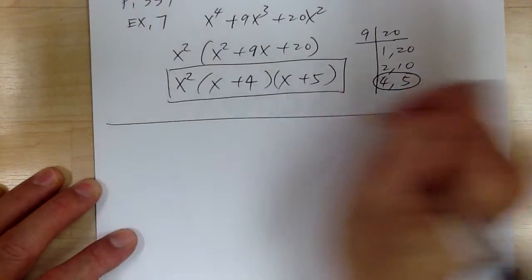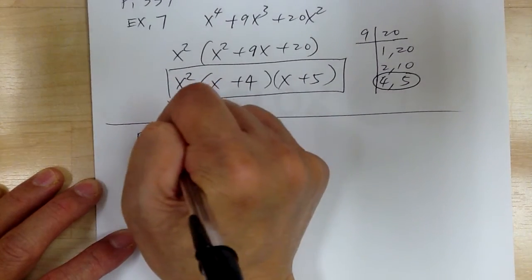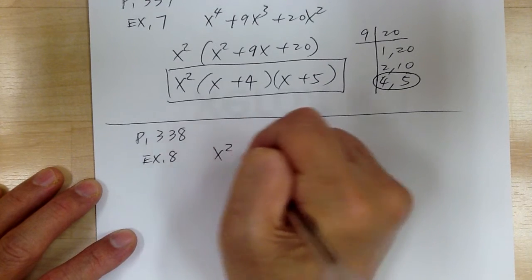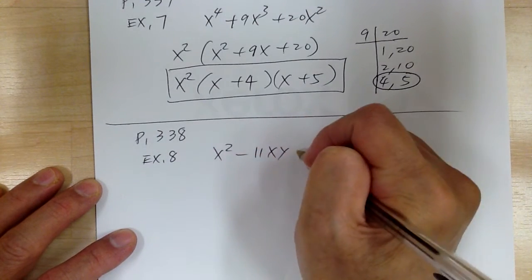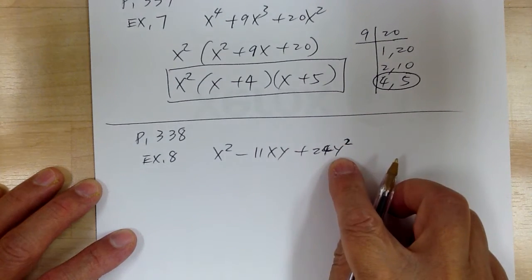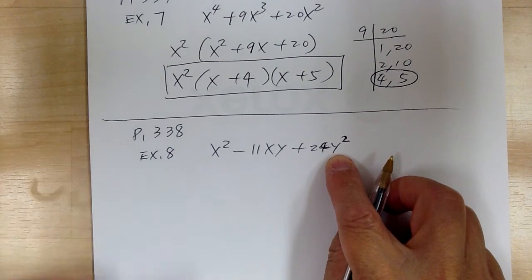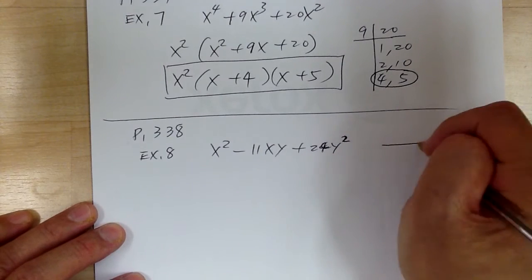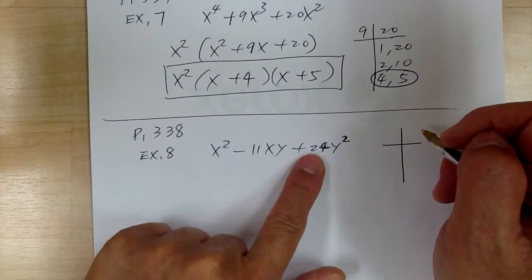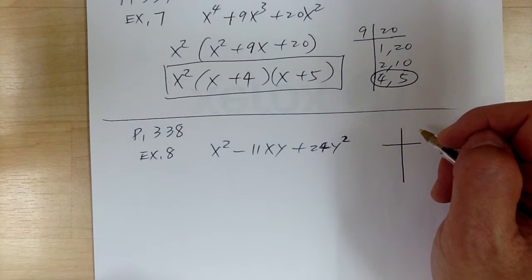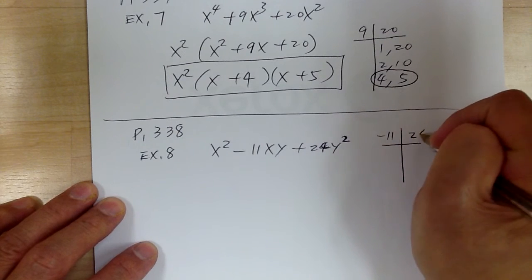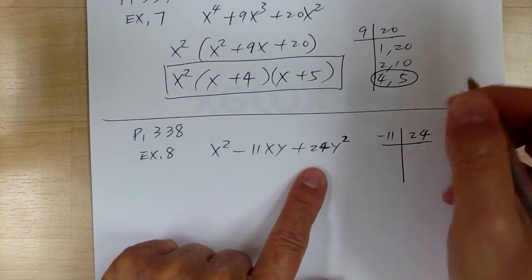Okay, let's go to example 8. Page 338. You have x squared minus 11xy plus 24y squared. Now notice right now there are variables in the end, right? But don't freak out, just follow through the process. So step 1, common factor cannot. Step 2, perfect square. This is not a perfect square. Step 3, cube. This is not a cube. So step 4, master product. Again, don't worry about the variable yet. Just focus on the number.